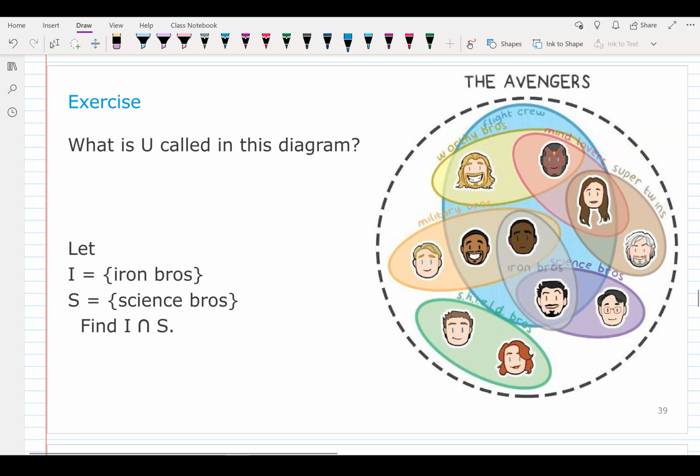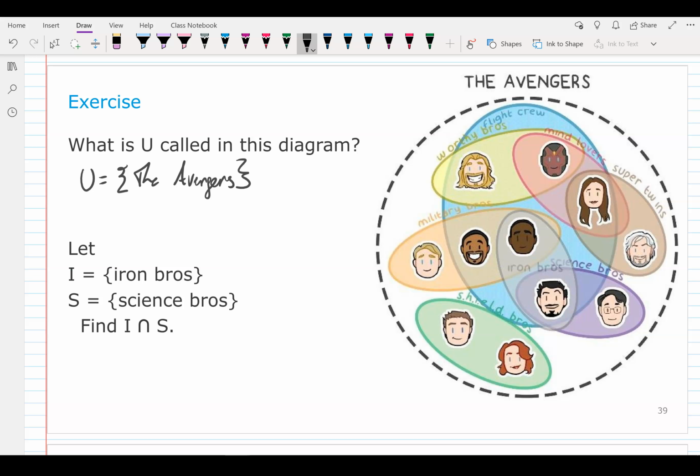Let's try another exercise. What do we have here? What is U called in this diagram? What's the universal set for this particular situation? I'll give you a chance to look at it and think about it. Pause the video if you need to. What is our universal set? I guess there's a couple ways to look at this. I would say that U is the set of the Avengers. It's tempting to say it's the Marvel Universe, but these aren't all the Marvel characters. So I would say U is the set of the Avengers.